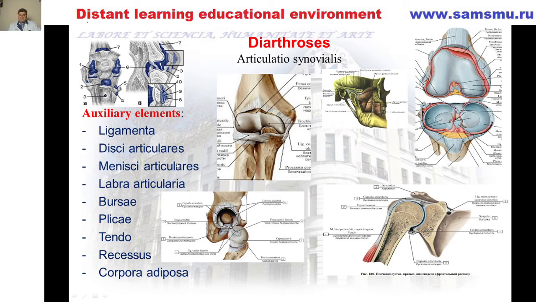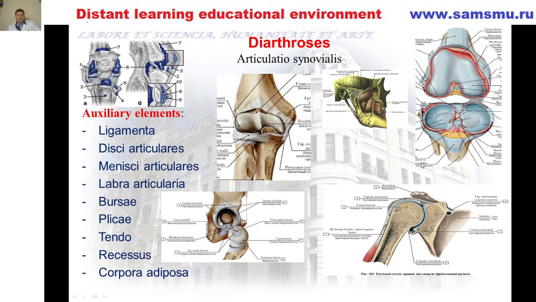So, discs and menisci are plates formed by hyaline or fibrous cartilage located between the articular surfaces of the bones. In this picture you may see the menisci of the knee joint, medial and lateral menisci, and also you can see the disc in the temporomandibular joint. If the cartilage completely divides the joint cavity into two floors, then we can talk about a disc. And I told you about the temporomandibular joint.